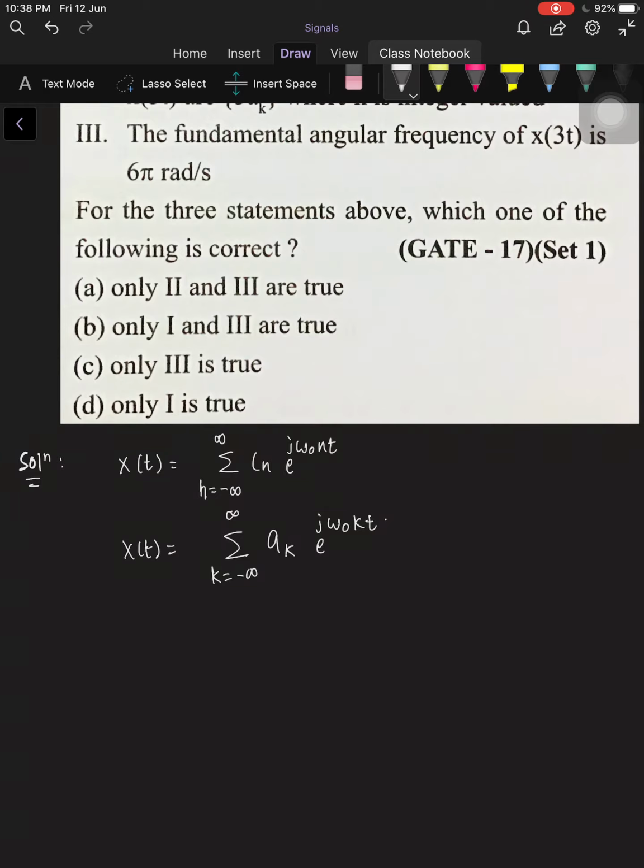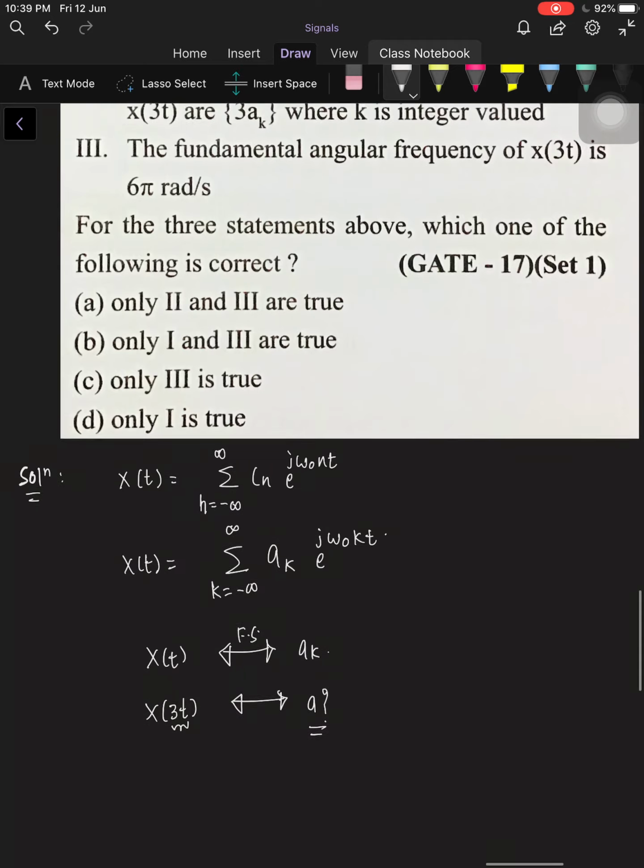And if we represent this in the standard Fourier series convention, they are asking us what is the Fourier series coefficient for a signal which is scaled by 3 times in the time domain. What will be the Fourier series coefficient for this?